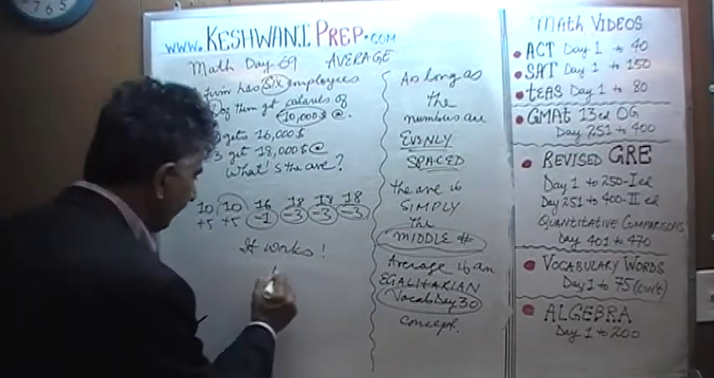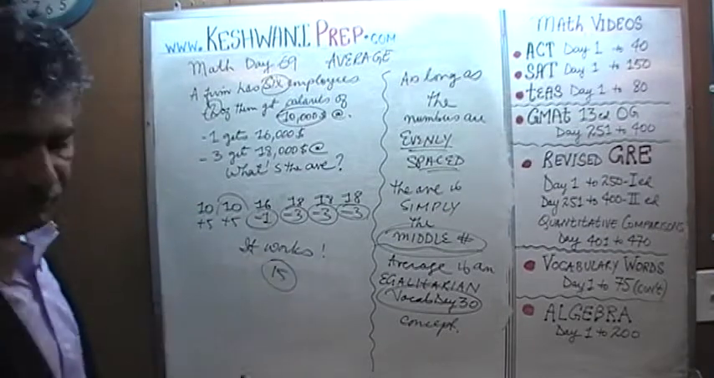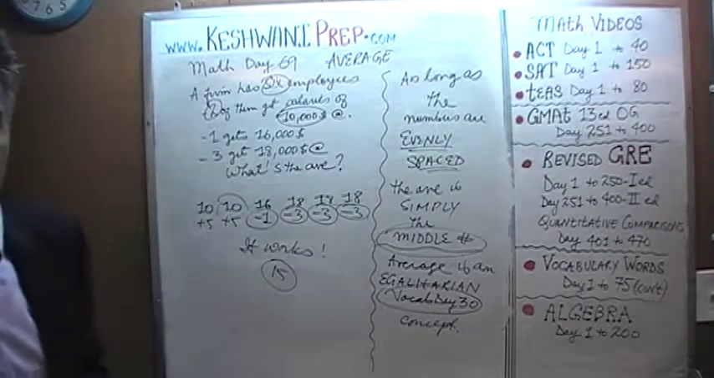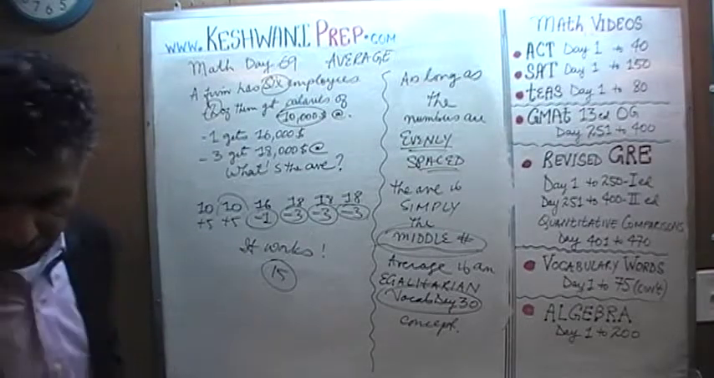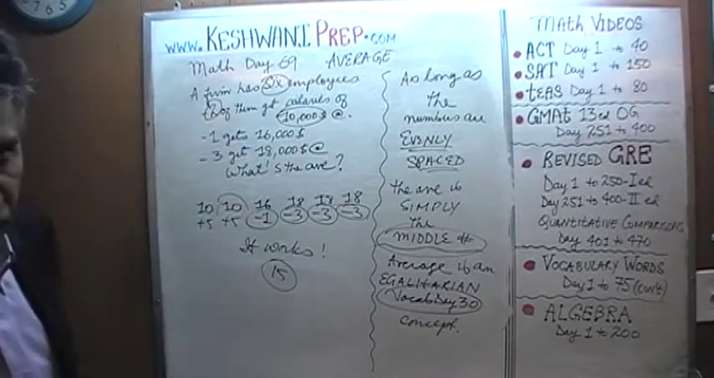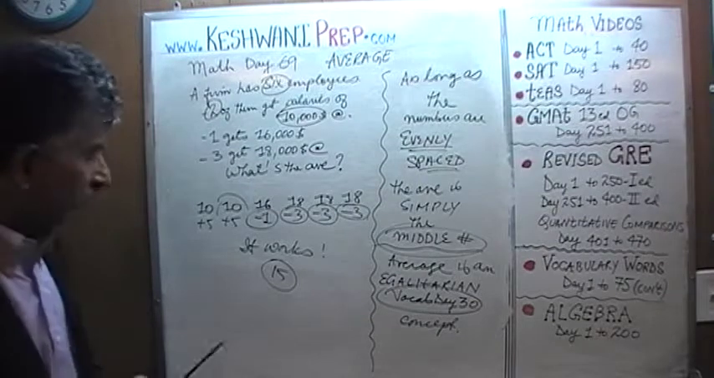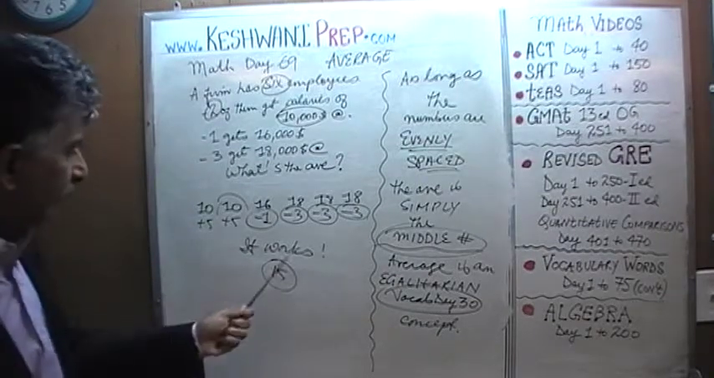That's it. The average is 15. The average of these six numbers is 15. That's what they want you to see. Let's do one more problem, shall we? We're done with this problem. The average is 15.